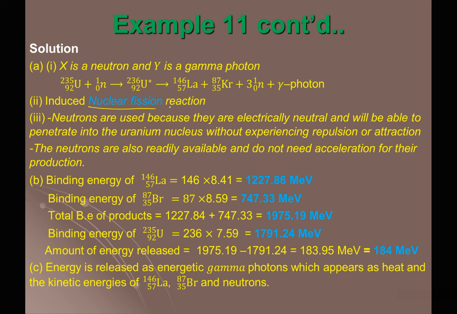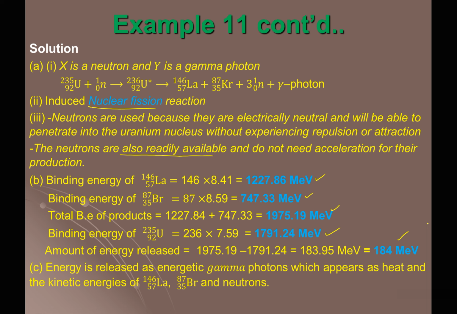We said neutrons are used because they are electrically neutral, they have no charge, and therefore they will be able to penetrate into the uranium nucleus without experiencing repulsion or attraction. By the way, neutrons are also readily available. It is easy to produce neutrons in the laboratory. So I have done this, multiplying the binding energies with their nucleon numbers, then I summed up and subtracted. And that is the binding energy, the amount of energy released.